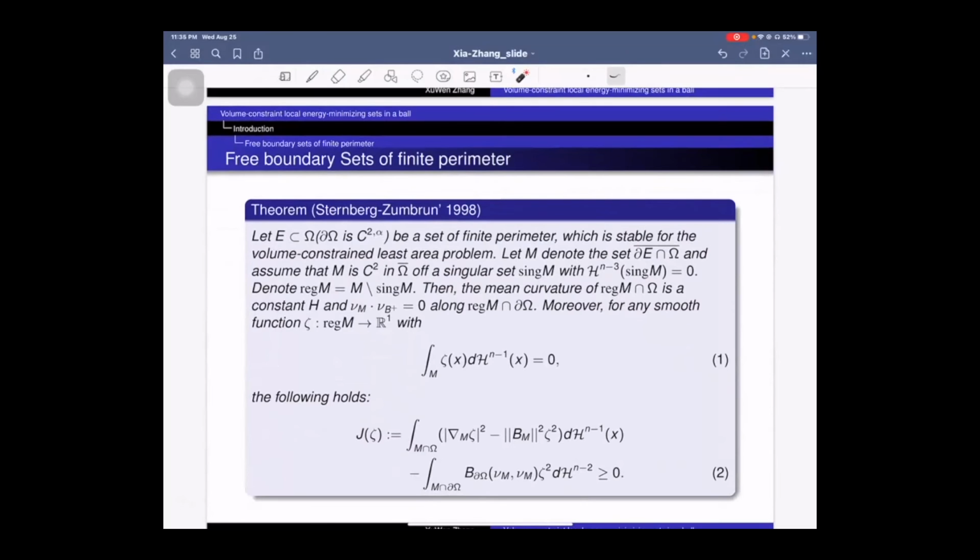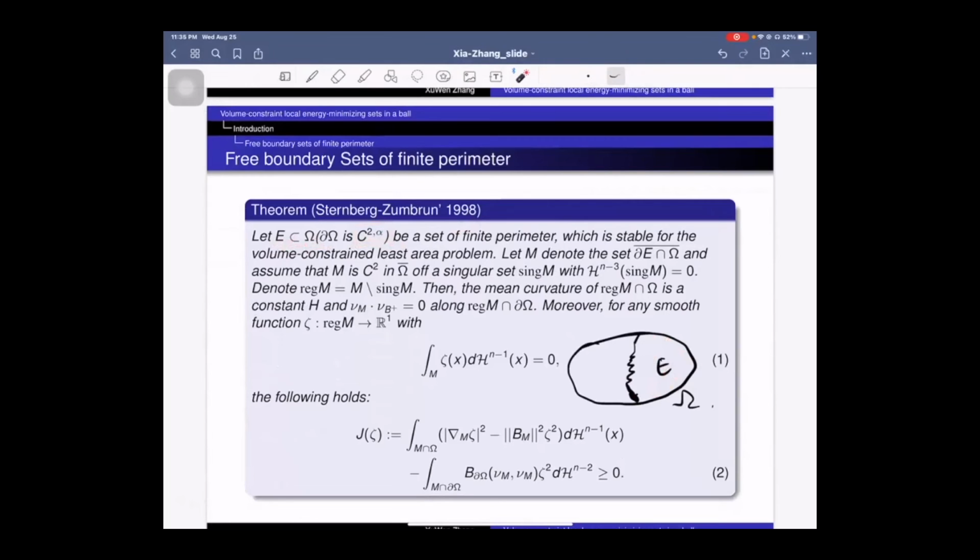This was first derived by Sternberg and Zumbrun in 1998. They consider a domain omega in Euclidean space with its boundary C2 alpha, and in this domain they consider a set of finite perimeter E. Say this is E.